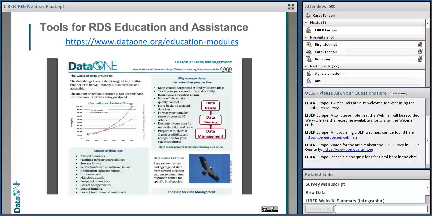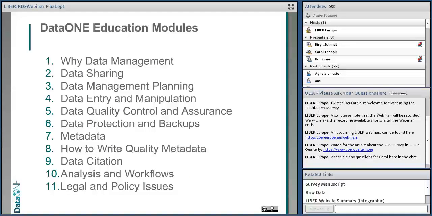So if you're interested in digital humanities, for example, they don't have things there, but they can be adapted for any kind of science related research data services. There are currently 11 modules. Several of them are quite introductory.